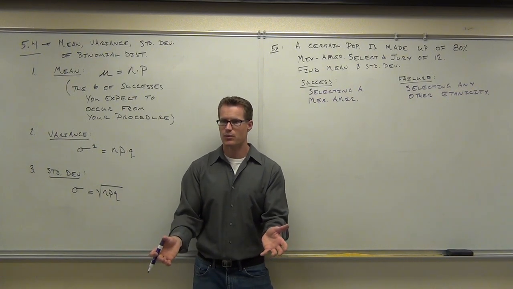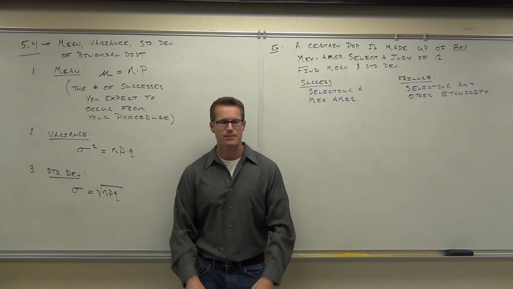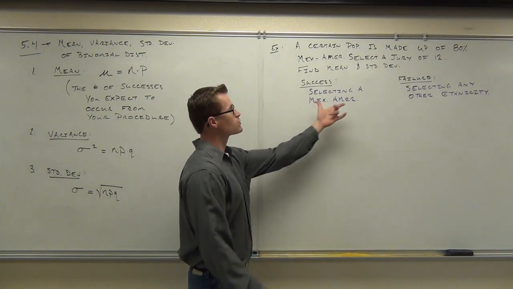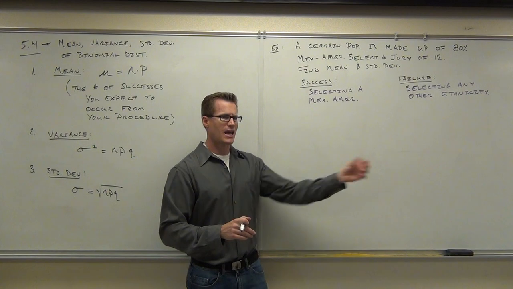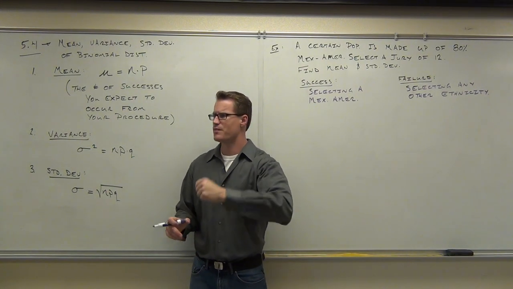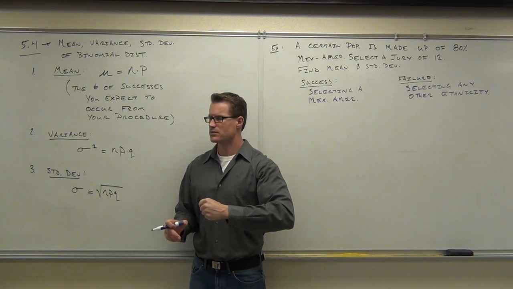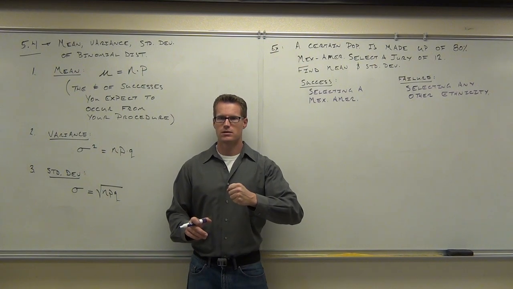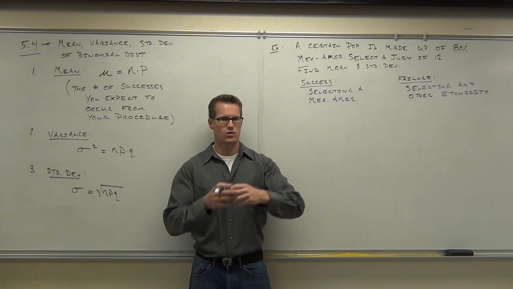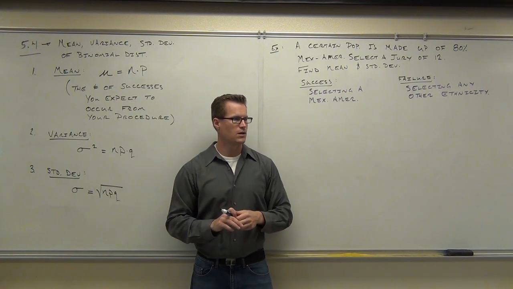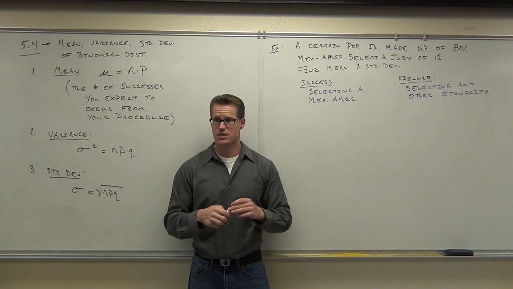You guys with me on that? That would represent our population the best. That's what we're trying to figure out. That's why that success is selecting a Mexican American. Now, should it be selecting 8 Mexican Americans or a certain number of Mexican Americans? Yes or no? What do you think? Is a success defined on a trial by trial basis or the whole procedure? What do you think?